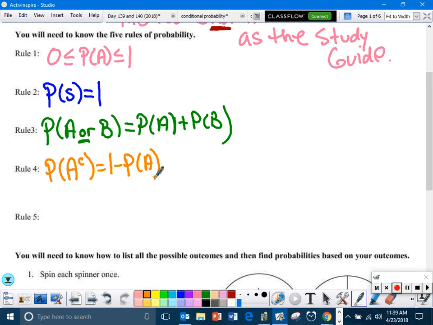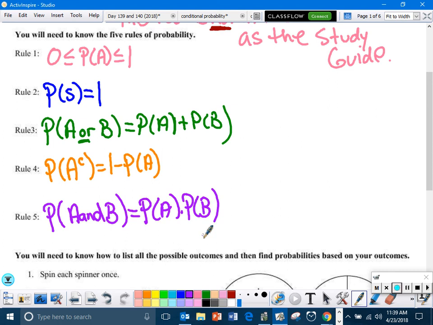Okay, rule number 5. The probability of A and B. So if you want the probability of A and B, you multiply the two probabilities together. All right? So those are the 5 basic rules that you need to know. And you need to know which one goes with which number. Okay, I'm going to write that. Know by number.